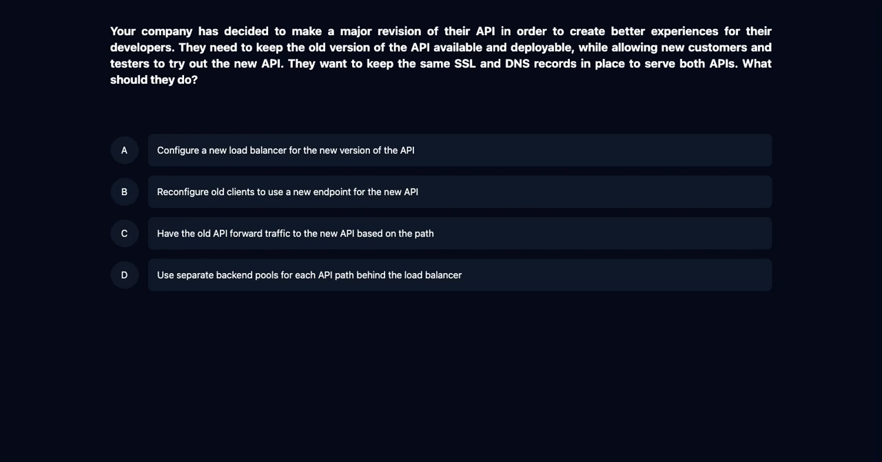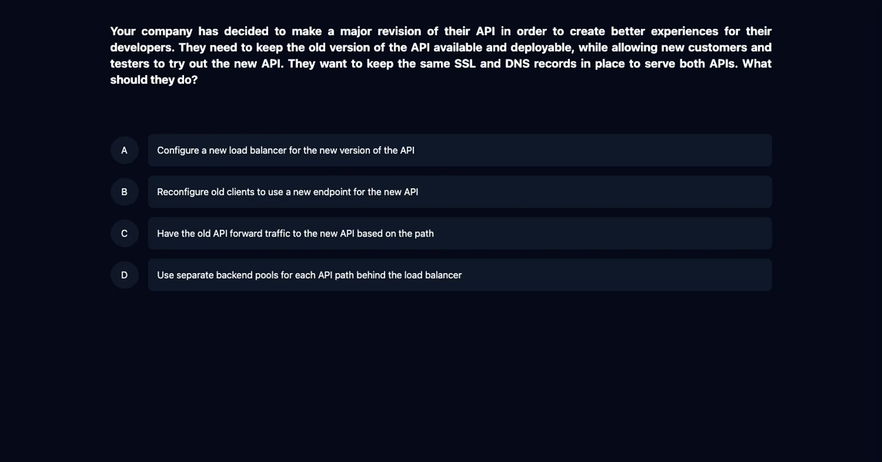Your company has decided to make a major revision of their API in order to create better experiences for their developers. They need to keep the old version of the API available and deployable, while allowing new customers and testers to try out the new API. They want to keep the same SSL and DNS records in place to serve both APIs. What should they do?